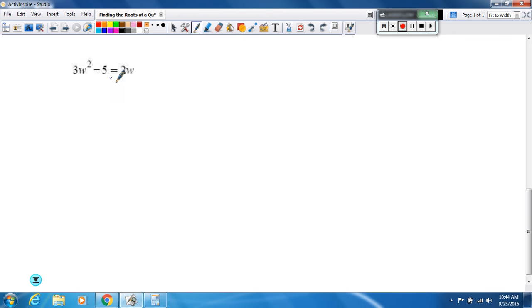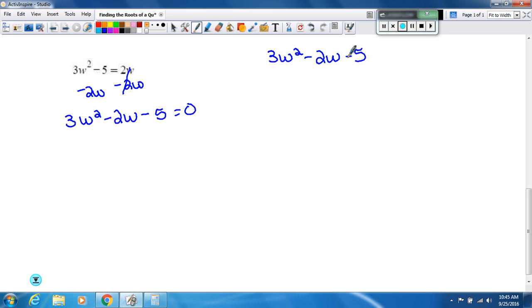Okay, the next one, we have to move the 2w over by making it a negative 2w, and that's going to go in the middle because it's w. So I've got 3w squared minus 2w minus 5 equals 0. They are not perfect squares, so I have to factor by grouping. 3w squared minus 2w minus 5. You take the first and the last number and multiply them. So 3 times 5 is 15.